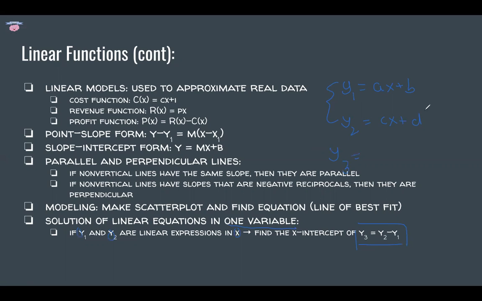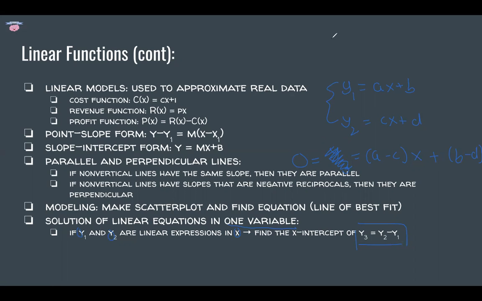So this looks a lot like systems of equations. We'll be talking about that in later lessons, but in Algebra 1, you should have learned some topics. So if you subtract these, you get a minus c times x plus b minus d. And what you want to solve is this. We're assuming that y3 is equal to 0, because the solution of this is where they intersect.